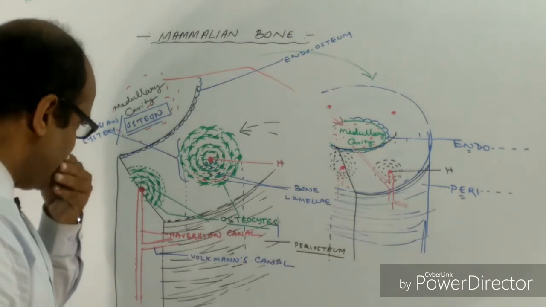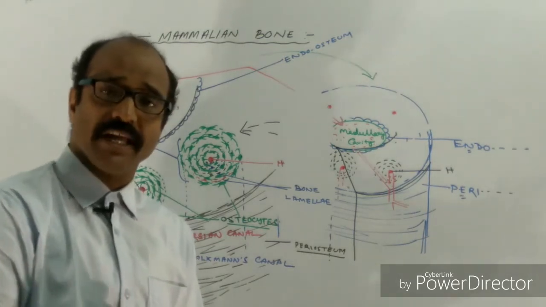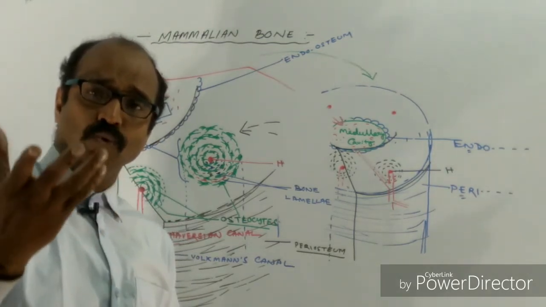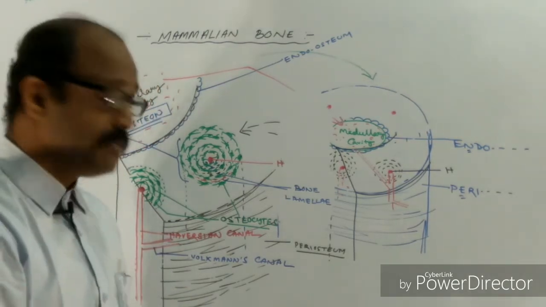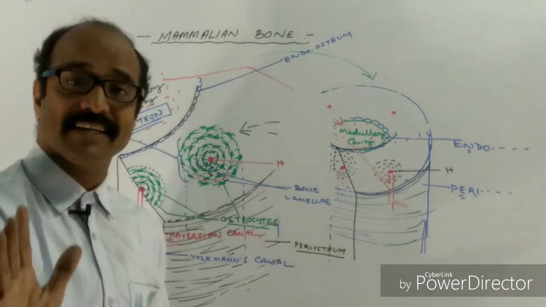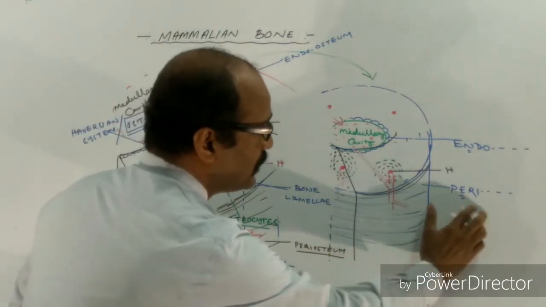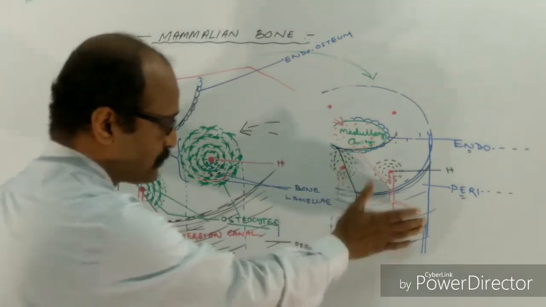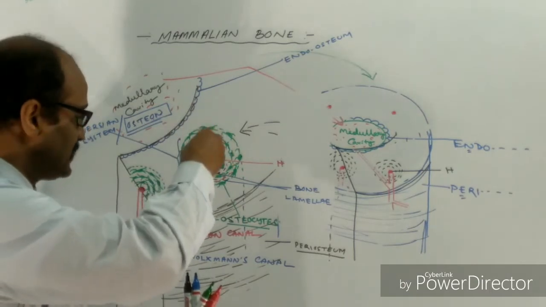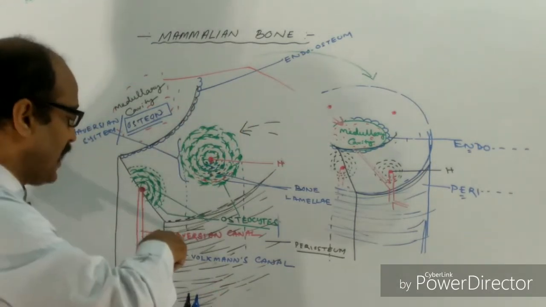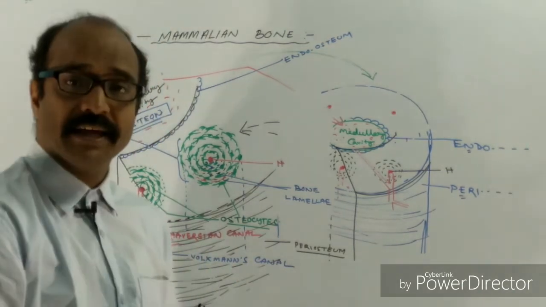You have to observe that such Volkmann's canals as well as the Haversian canals contain one or two blood capillaries or more than two nerve vessels, but there are no lymphatic vessels. The lymphatic vessels are restricted to the periosteum. Up to the periosteum, lymphatic vessels are present, but inside the bone, inside the Haversian canals or the Volkmann's canals, there are no lymphatic vessels.